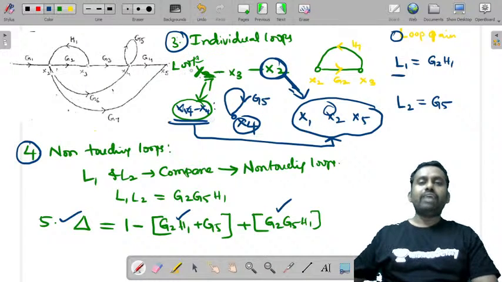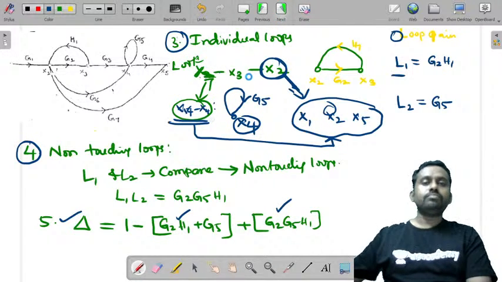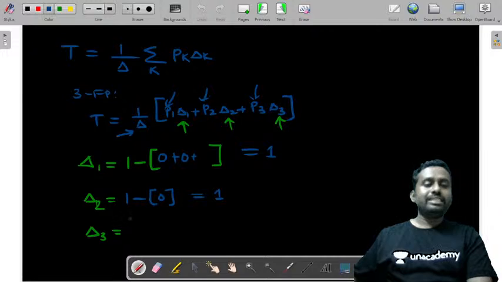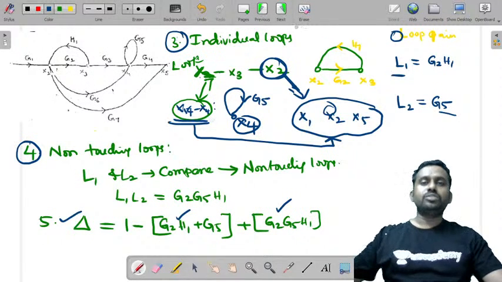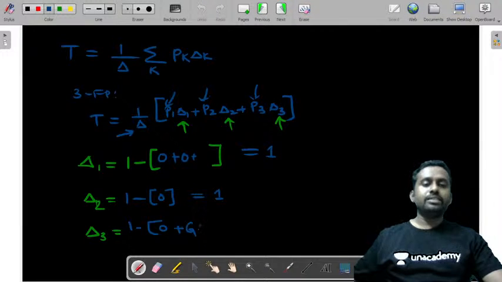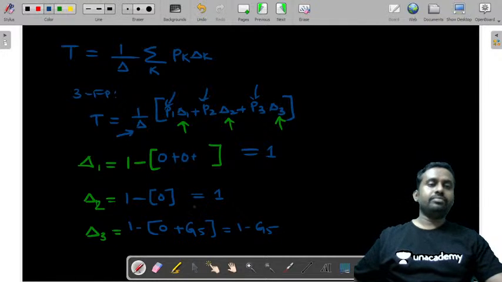Therefore, the delta value will be, because the first one is touching, so its value will be 0, and the second loop has a gain of g5, so that must be included. So it is 0 plus g5, and the value will be 1 minus g5.